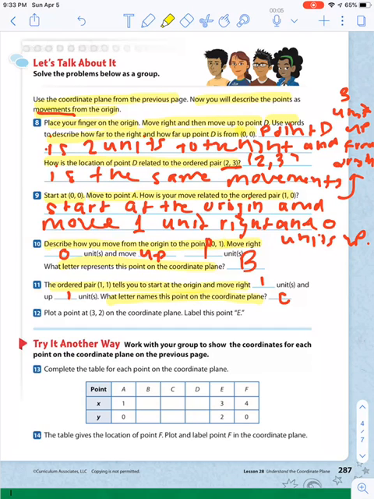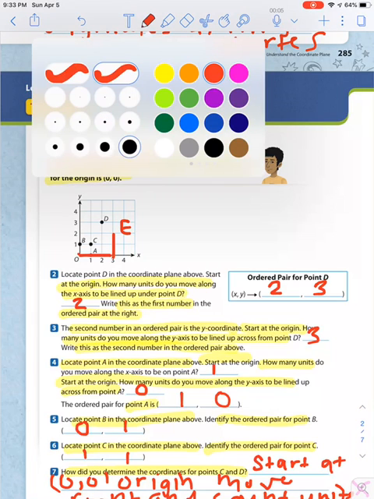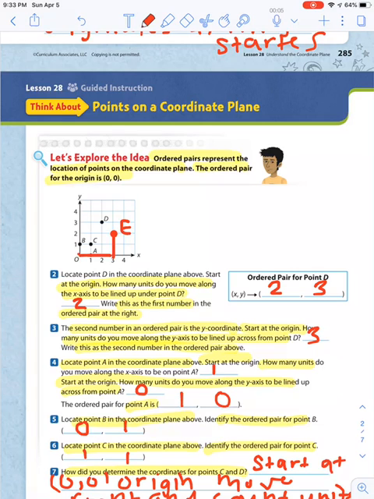Ooh, we get to plot our own now. Plot at 3, 2 and label it E. All right, 3, 2. Don't forget, we're going to start at the OG. We're going to crawl 3. We're going to stand 2, and that is our E. Love it so much. I don't know if I could make a black dot. Whoa, that's kind of big. Oh, maybe that one. Oh, that's red.